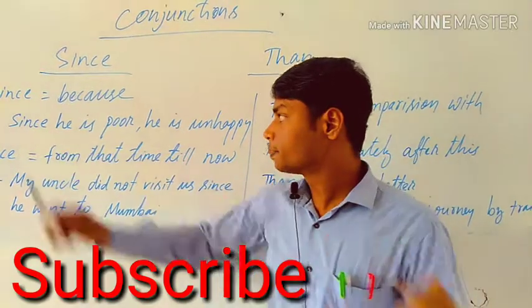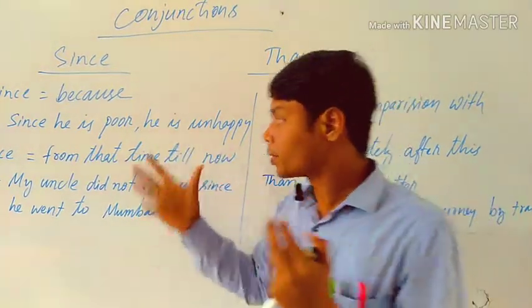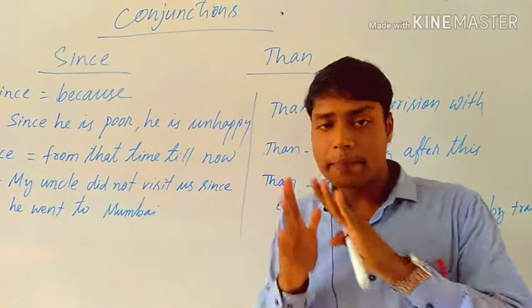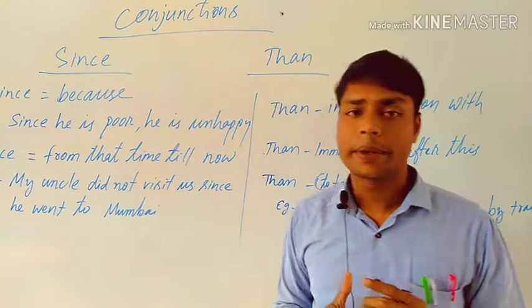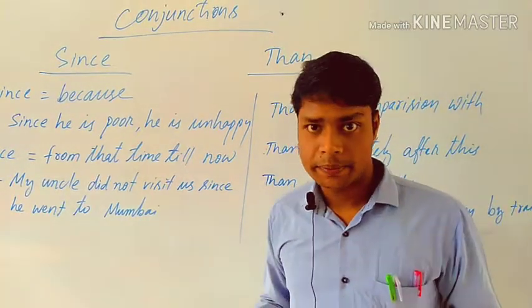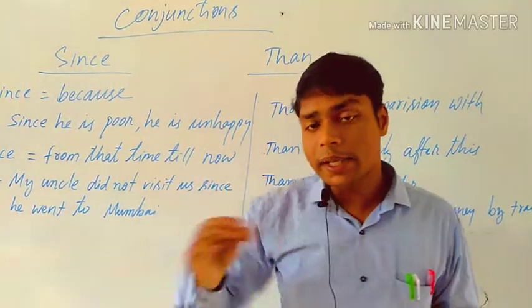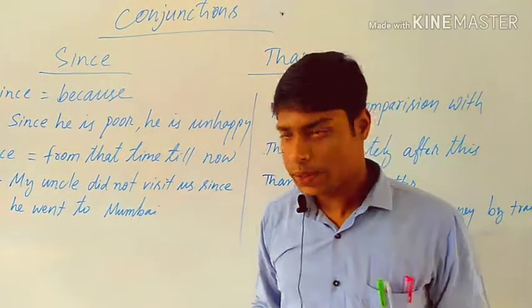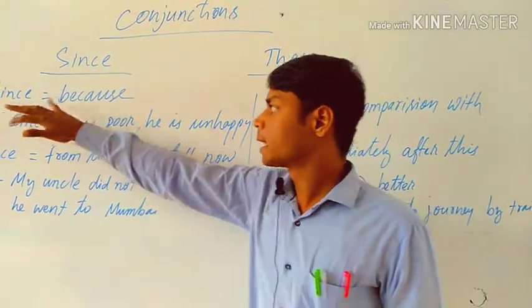Since he is poor, he is unhappy. Here we want to say that because the man is poor, therefore he is unhappy. Or we can also say that because he did not get a chance to play, he cries. So instead of because, we can use since: since he did not get a chance to play, he cries. So because has the same or a similar meaning as since.